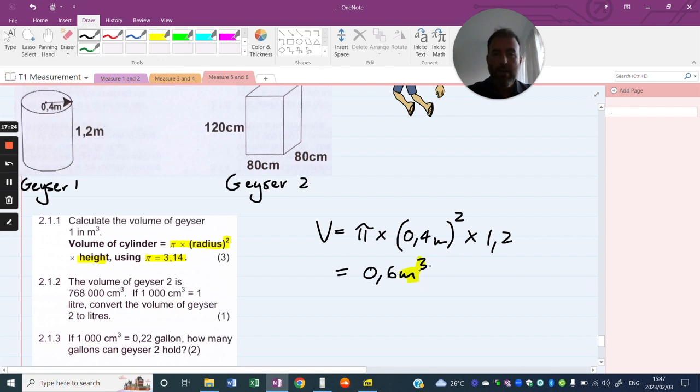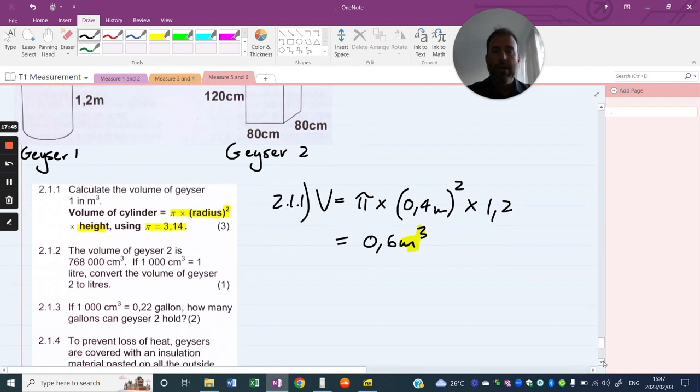So those units there that I've highlighted in yellow are the units for the answer. It doesn't belong to the 0,6. All right, don't go into your calculator now and press 0,6 cubed. That 3, that power of 3, that cube belongs to the m for the units. Okay, so there's our answer for question 2.1.1.